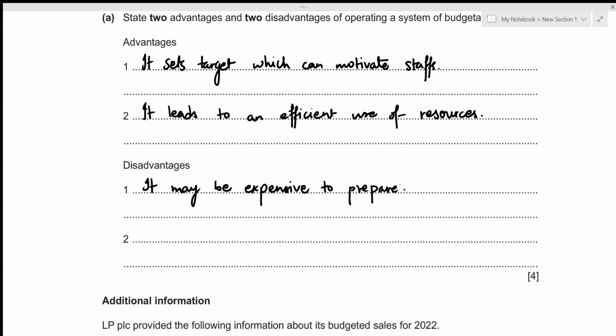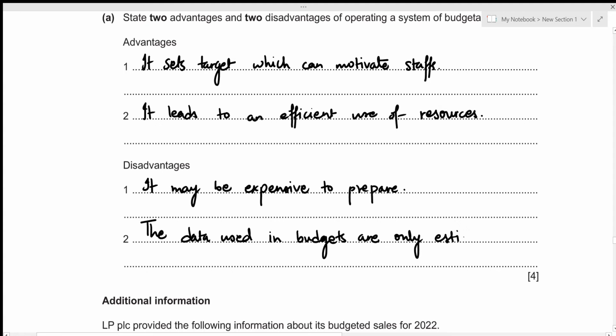Like I said before, the future income and expenditures are based on past data, which means that the data used in budgets are only estimates and can be inaccurate as well because we are just estimating the values for the future. Let's write it down. The data used in budgets are only estimates and can be inaccurate.